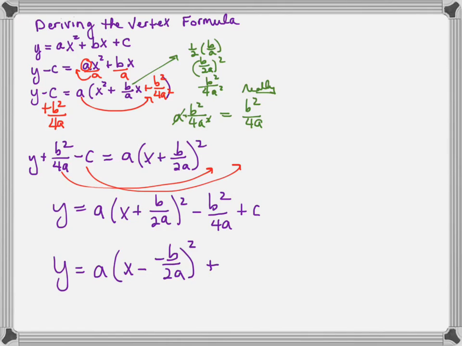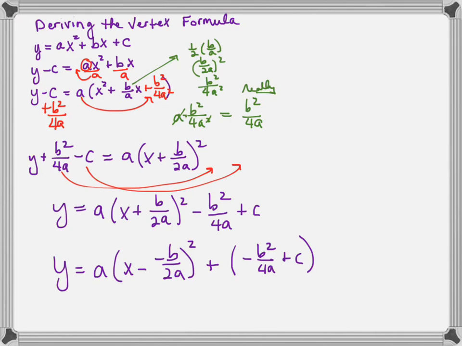So now I'm going to write it so you can see the vertex sitting in it. So instead of adding b over 2a, it's the same as x minus a negative b over 2a. And then I just put a plus in front of the last two terms so that you can see that the last two terms are the y part of the vertex.